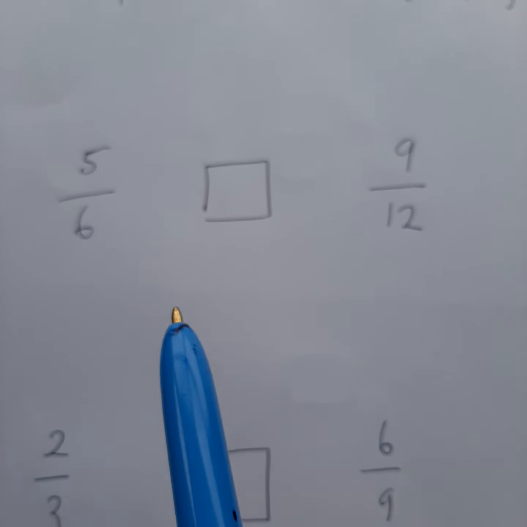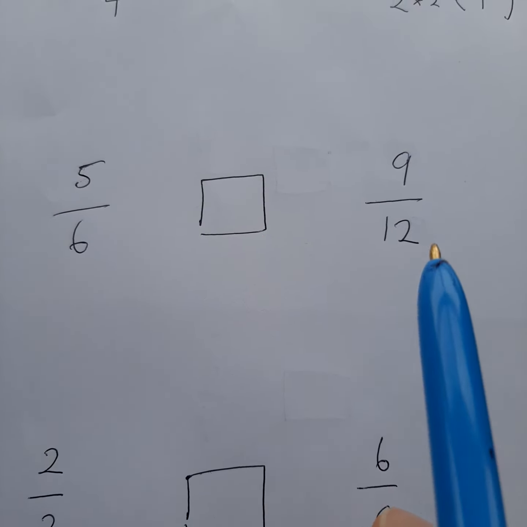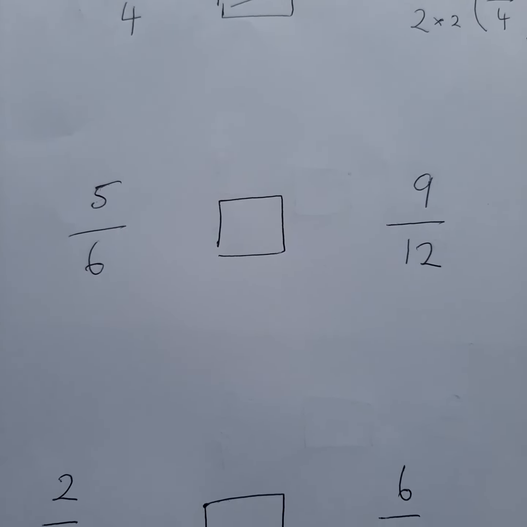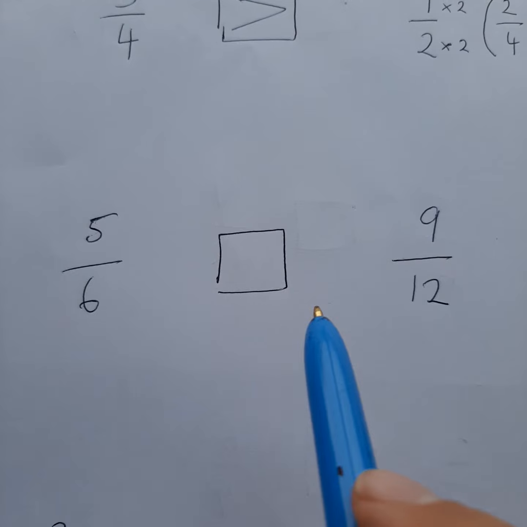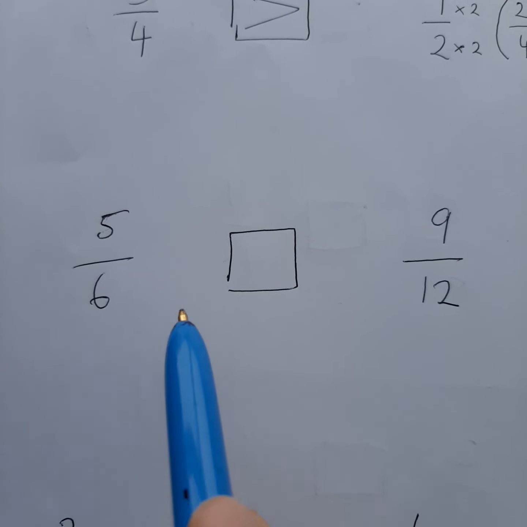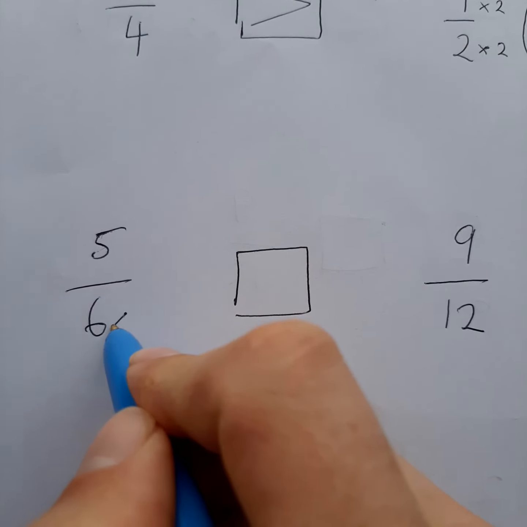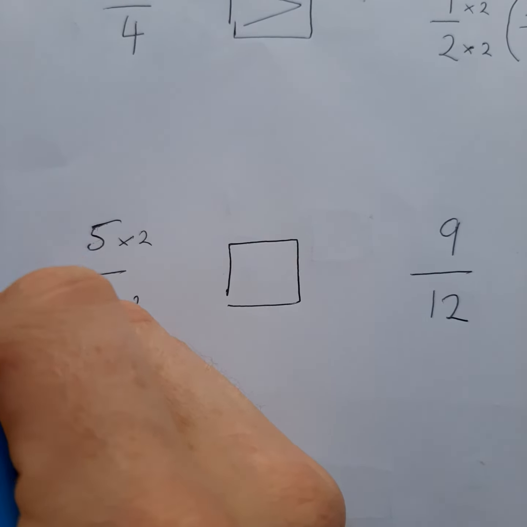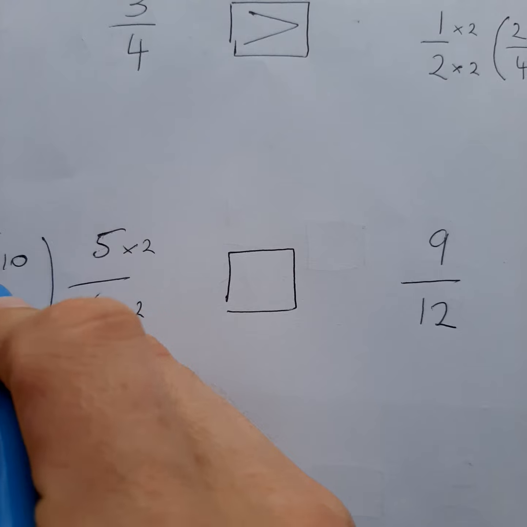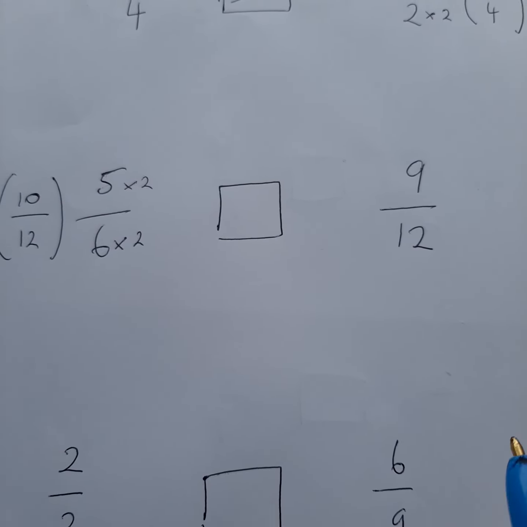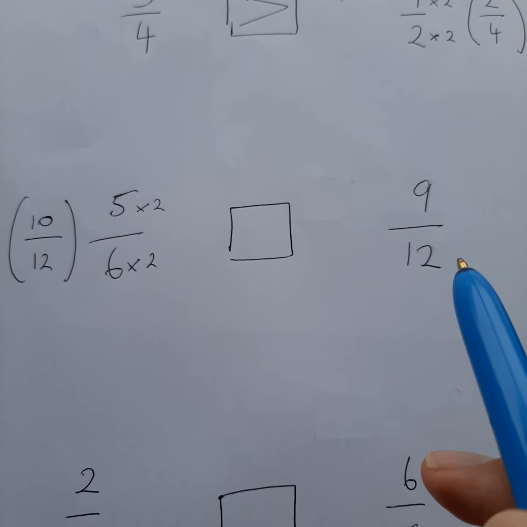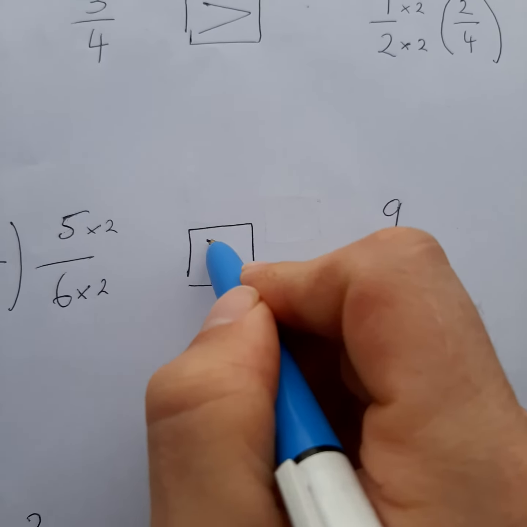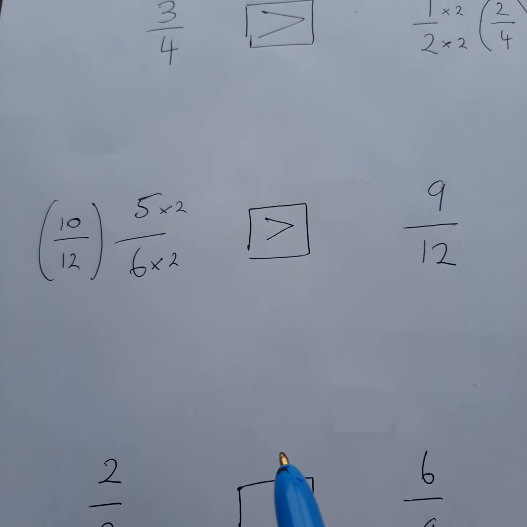Let's move down to this one. 5/6, I want to compare it to 9/12, which is greater, less than, or equal to. So let's find a common denominator again. Look, I can easily turn sixths into twelfths by multiplying that by 2. And I must also multiply the top by 2. That gives me a new fraction of 5 2s are 10, 6 2s are 12, 10/12. Which is greater, 10/12 or 9/12? Well, 10/12 is obviously bigger than 9/12.